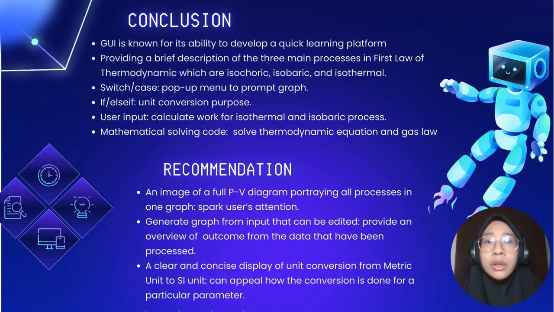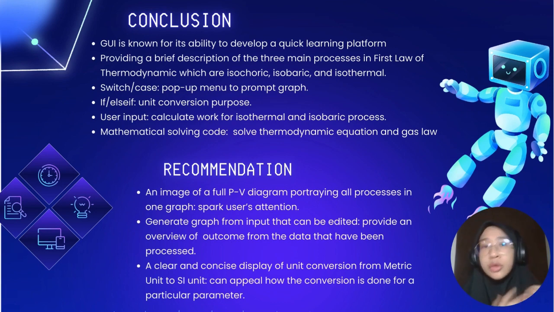Next, we also provide a brief description of the three main processes involved in the first law of thermodynamics, which are isochoric, isobaric, and isothermal. And in our GUI, we have several commands, which are switch or switch case, which we include in the pop-up menu to prompt the graph. And then also the else if command, which we use for unit conversion, where we can choose what kind of unit we want to convert into SI unit.